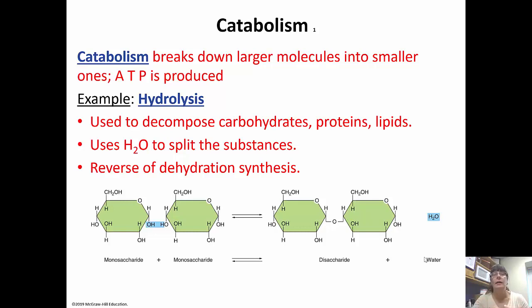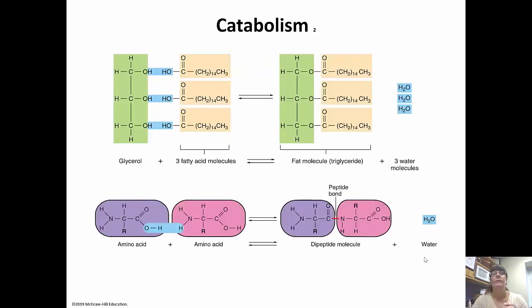It's the reverse of dehydration synthesis. So here in the picture, if you have that disaccharide and you add water, it's going to break that bond between the two monosaccharides, and you're going to end up with 2 monosaccharides. Same thing with the triglyceride breaking it down and the dipeptide molecule breaking it down.